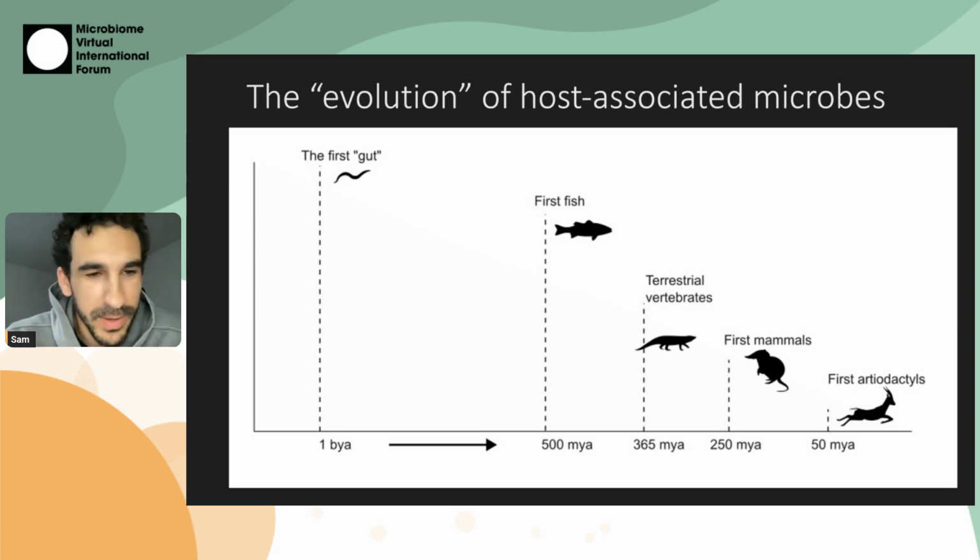This has been an ongoing question. There have been many studies that have tried to answer this, but one thing that was lacking, especially when thinking of going from the first gut that might have evolved 1 billion years ago all the way down to the most recent mammals that evolved, is a comprehensive database to even try to tackle this type of question.